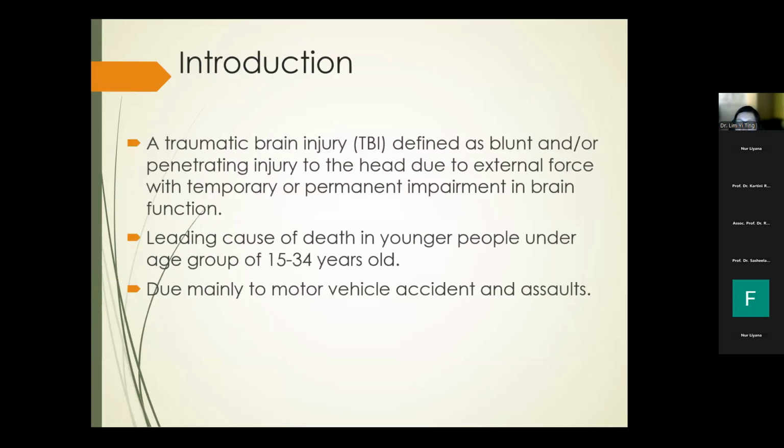So a traumatic head injury is a blunt or penetrating injury to the head due to external force with temporary or permanent impairment in the brain functions. It is the leading cause of death in the younger people under age group of 15 and 34 years old. It's mainly due to motor vehicle accident and also assault.